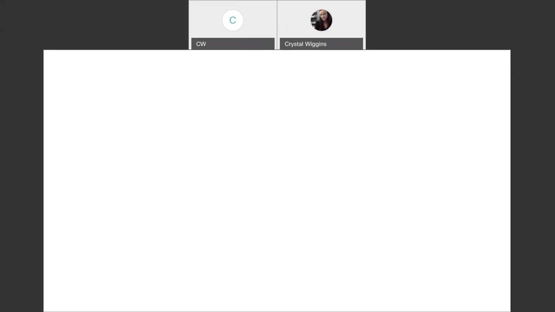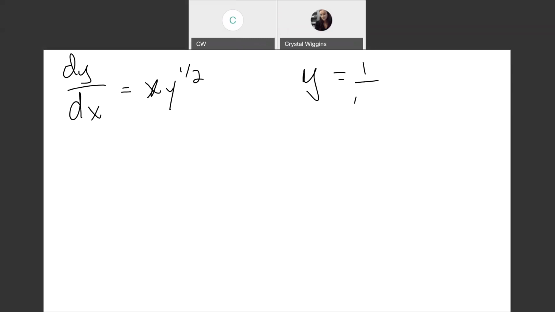Okay. And let's do this verification problem out. So the problem stated that we have the differential equation dy dx is equal to x y raised to the 1/2 power. With the solution, they're stating a solution to this differential equation is y equals 1/16 x to the 4th power. And they want us to verify that this is a solution.